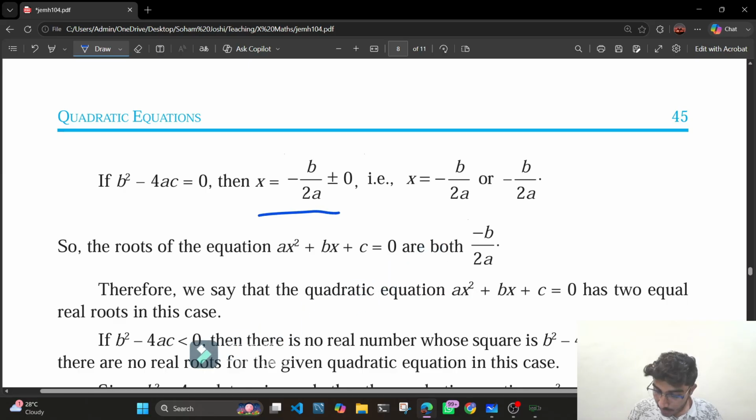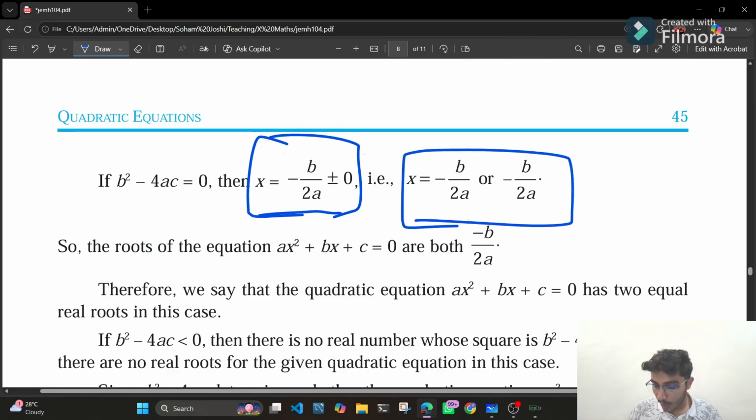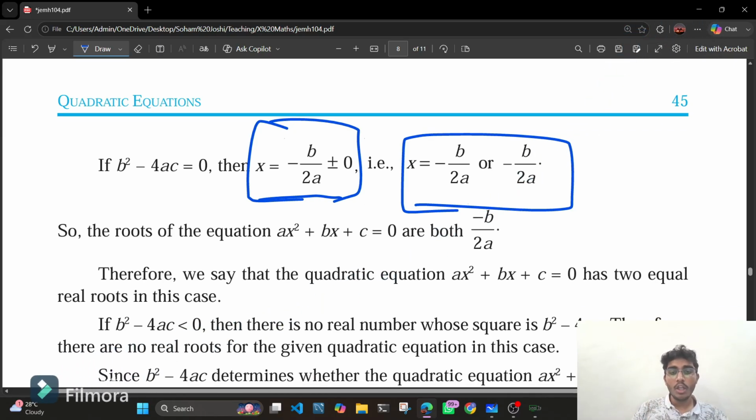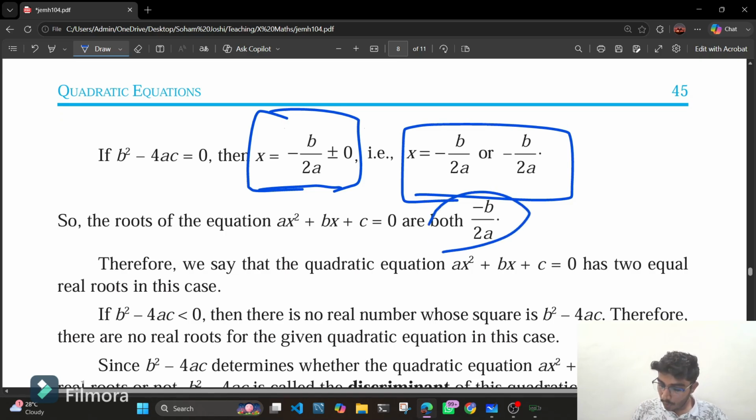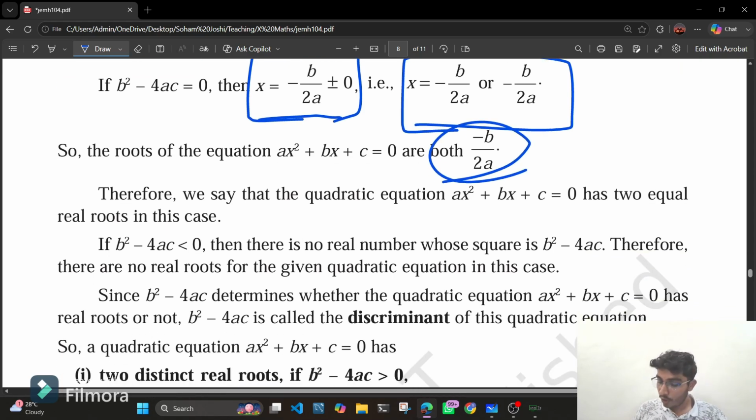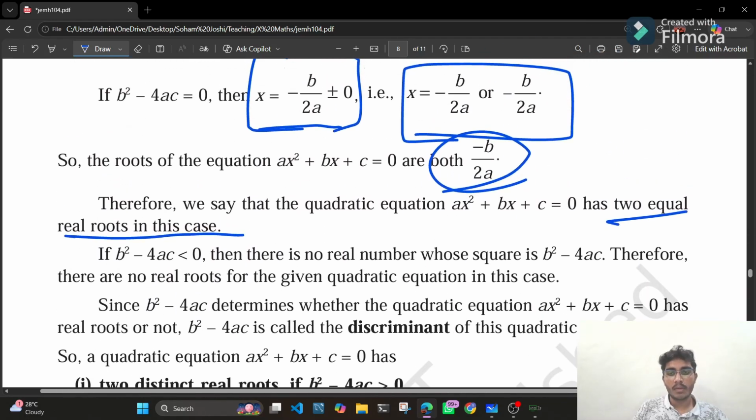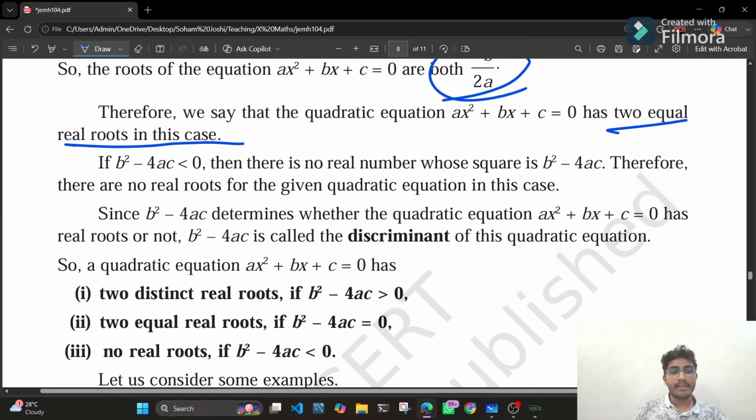So therefore, x is equal to minus b upon 2a plus minus 0. So that will not make any difference. Therefore, x is equal to minus b upon 2a and minus b upon 2a. So therefore, when the discriminant is equal to 0, then we'll get two equal roots. So the roots of the equation are both minus b upon 2a. So therefore, two equal real roots are present in this situation.